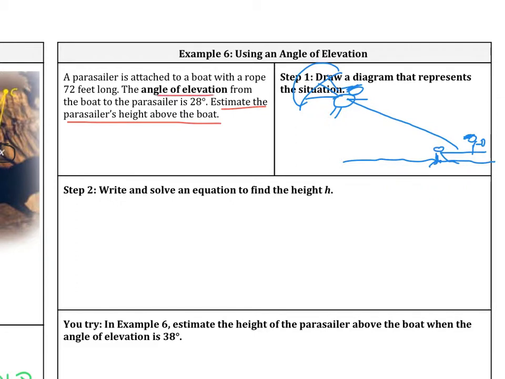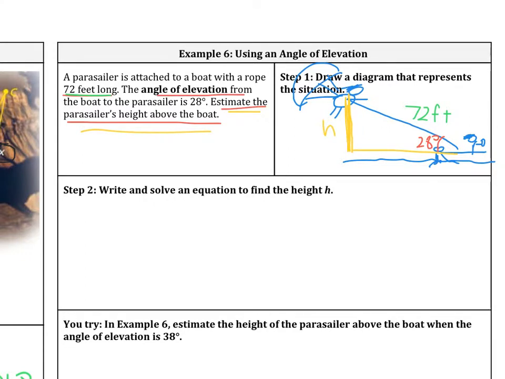So, what do we know? We know that the angle of elevation from the boat to the parasailer is 28 degrees. So this angle here is 28 degrees. What else do we know? We know that the rope is 72 feet long. So this rope is 72 feet long. We want to find the parasailer's height above the boat. So we're trying to figure out this height here. How high is it above the boat? Right here. So this is h.